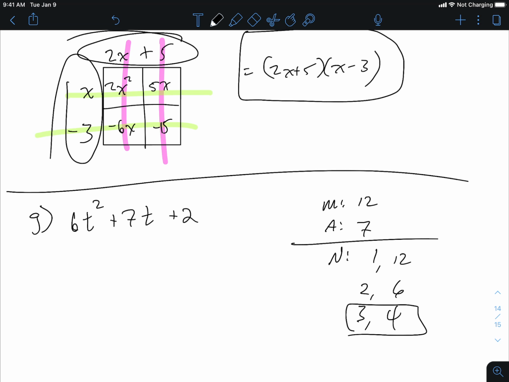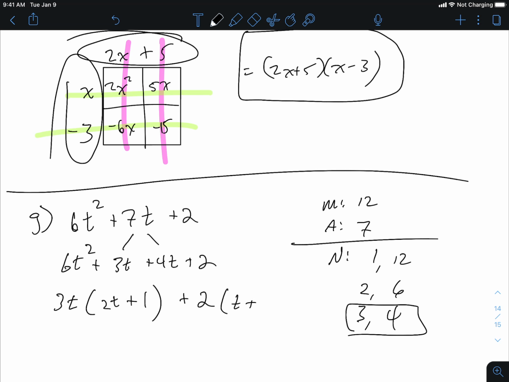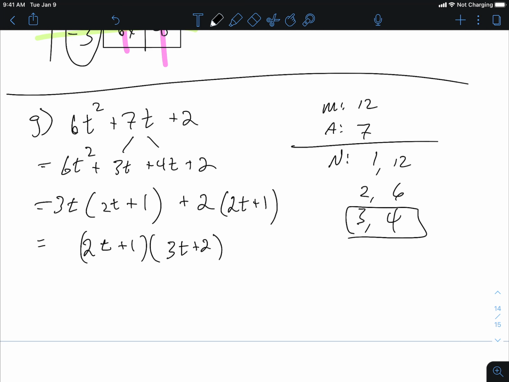Okay, here we go. We've got to split up the middle term. I'll do it both ways again, and then I'll let you guys work for the last 50 minutes, okay? 6t squared plus 3t plus 4t plus 2. Split the middle term up. Factor out the first: out of the first two, 3t, you get 2t plus 1, plus 2 out of the last two, 2t plus 1. Don't forget your equal signs. 2t plus 1. There's your answer.